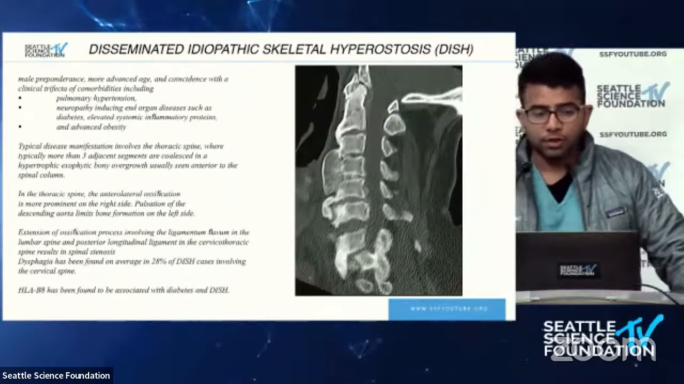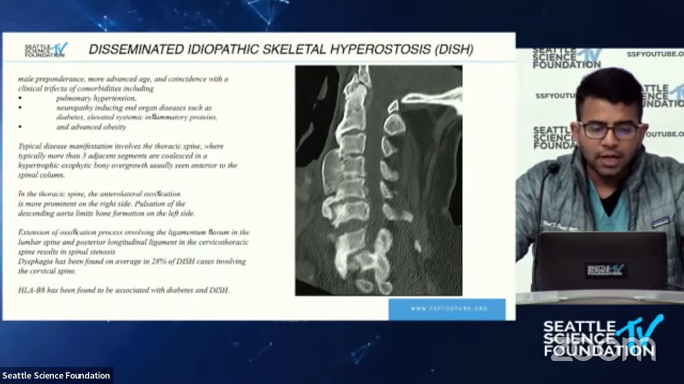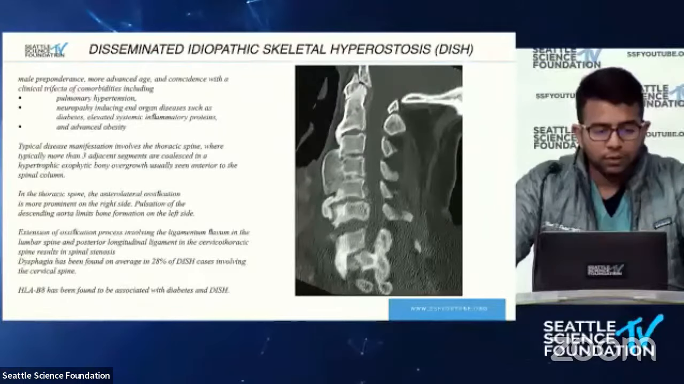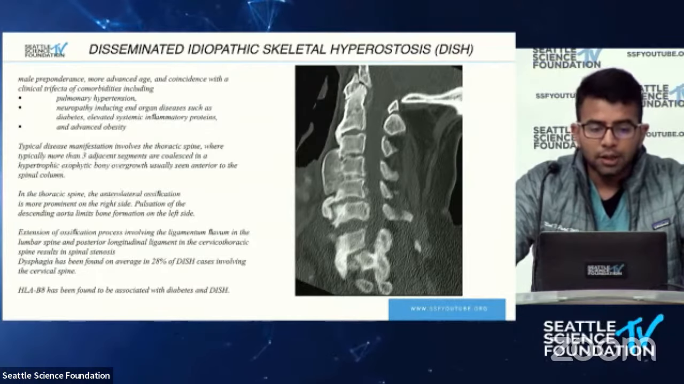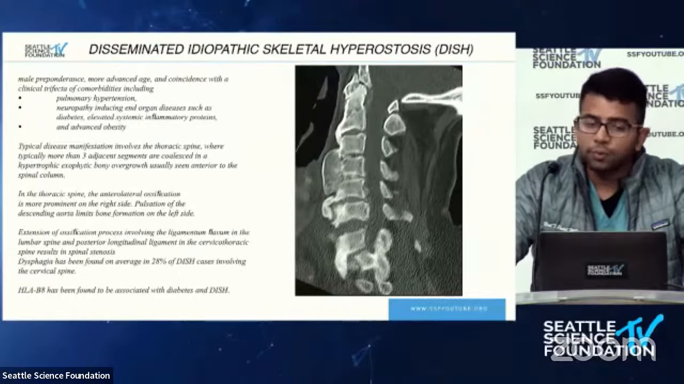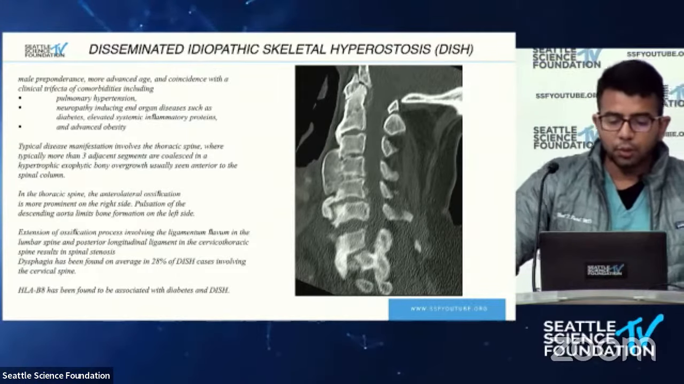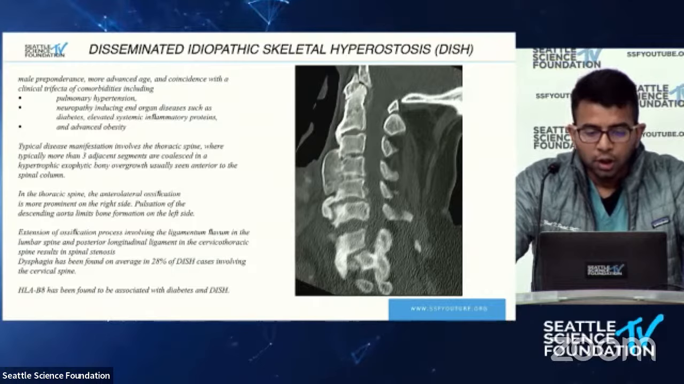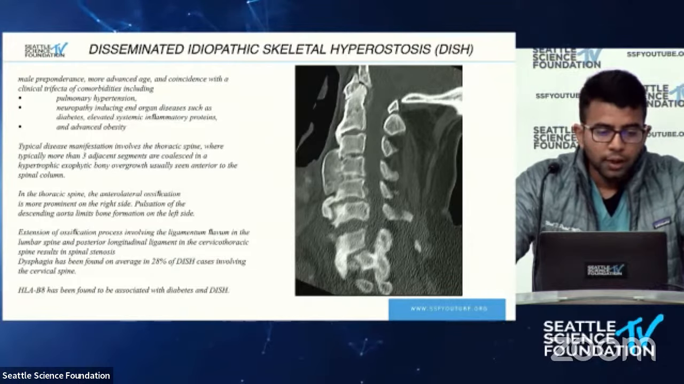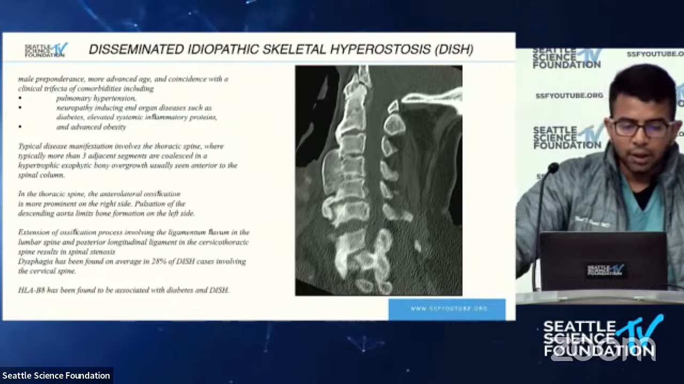A second disorder we're going to talk about is DISH. Again, it has a little bit of a male preponderance at more advanced age as well. Then you have a clinical trifecta of comorbidities that include pulmonary hypertension, neuropathy including end organ disease like diabetes and elevated systemic inflammatory proteins, and advanced obesity. All these things play into morbidity and mortality of these patients pre-op and post-op if you operate on them.